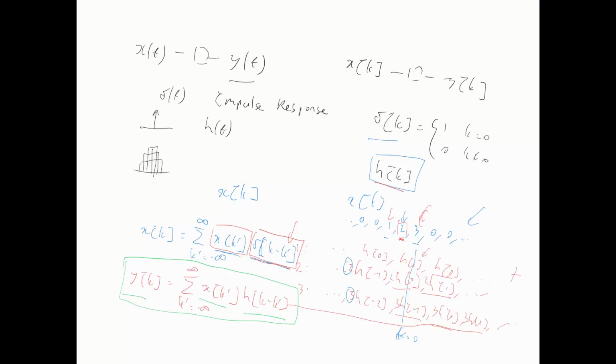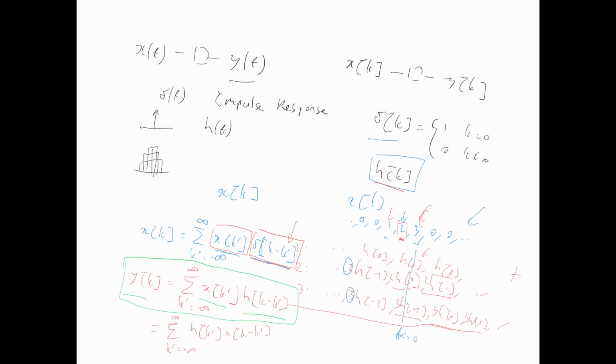By a simple change of variable, we can show that convolution is commutative, which means that this is the same as the sum over k prime, from negative infinity to infinity, of h of k prime, x of k minus k prime, which sometimes people prefer to write, even though the two are equivalent.